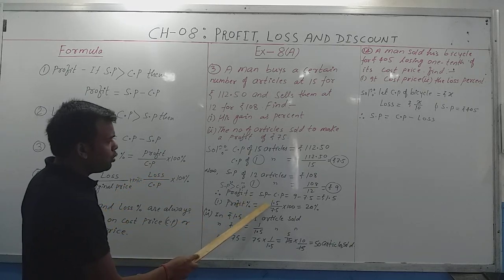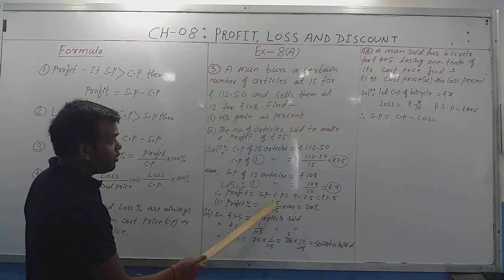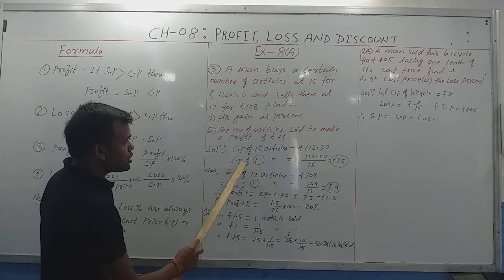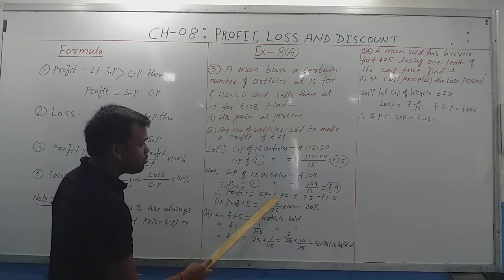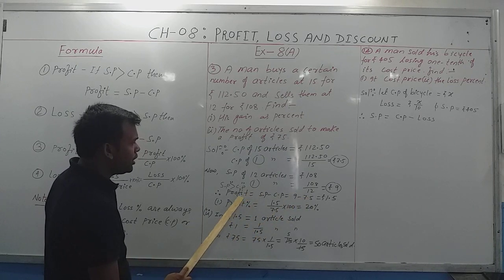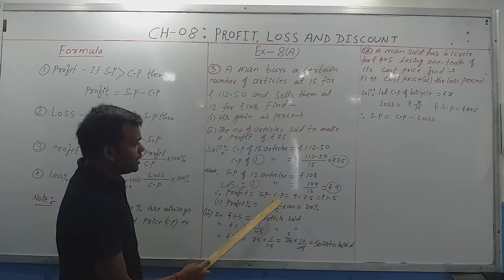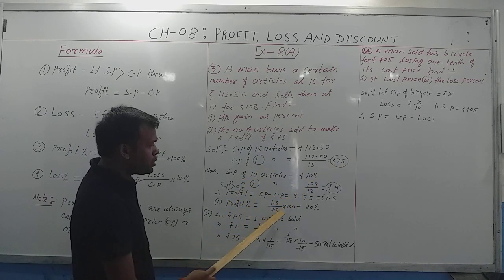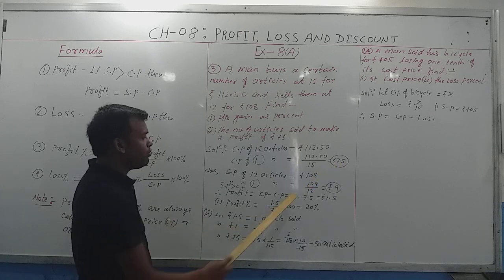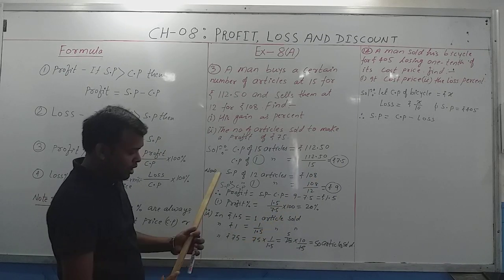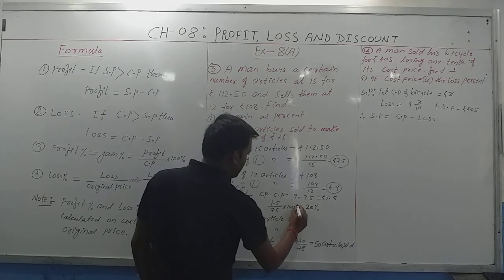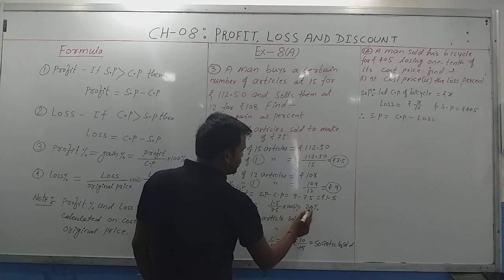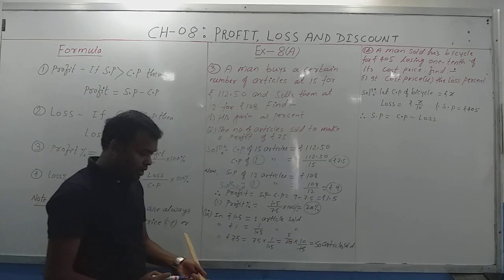So profit is equal to 1.5. For CP, we take CP of 1 article. Since profit has been calculated for 1 article, that's why cost price will also be substituted here for 1 article, which is 7.5 rupees, into 100 percentage. After calculations, it will come 20%.